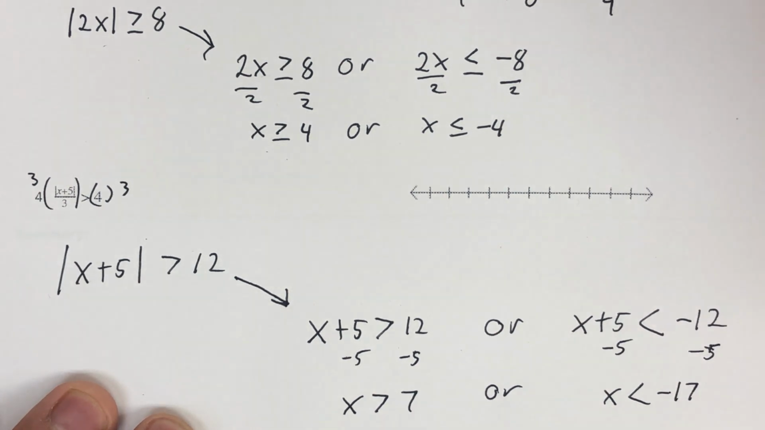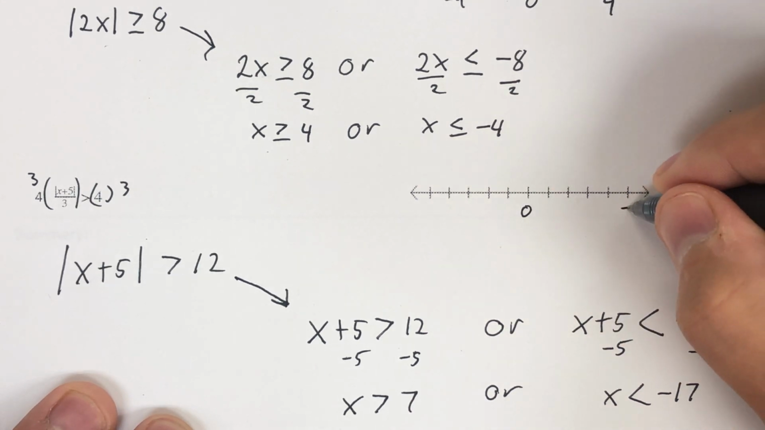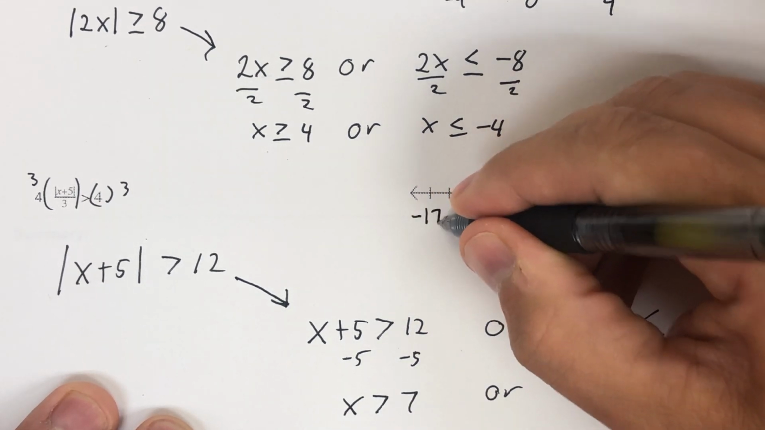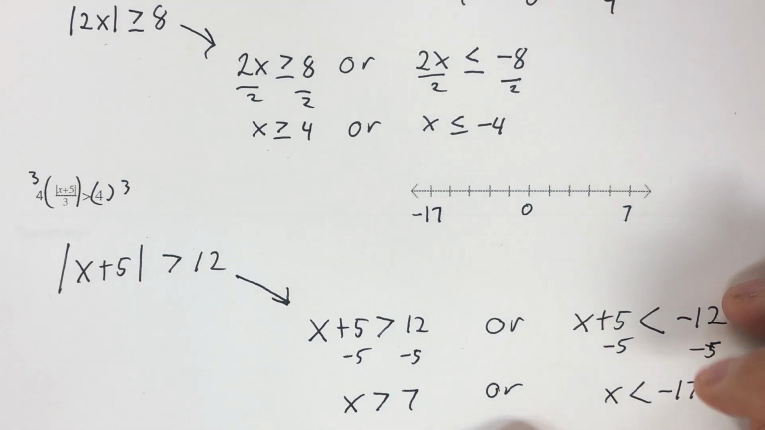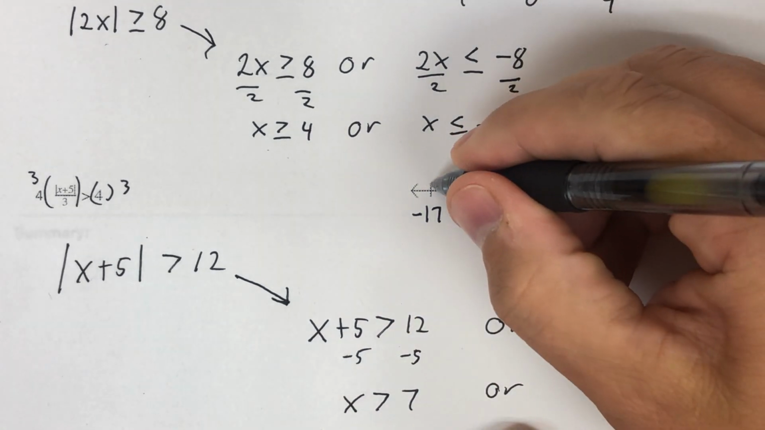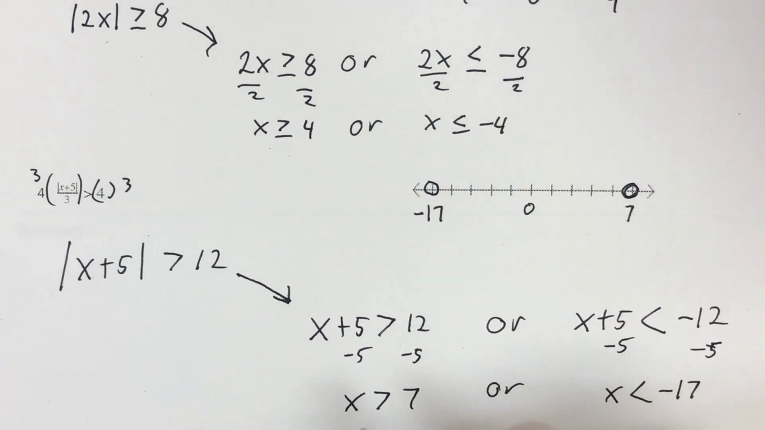So negative 17 is pretty big. Again, just put up 0. We have a 7 and a negative 17. I understand that's not to scale. That's okay. I'm not real picky on that. Open circles at both, and we should shade in opposite directions.